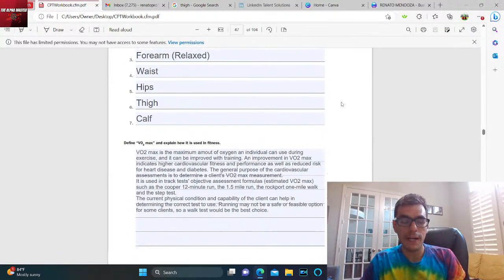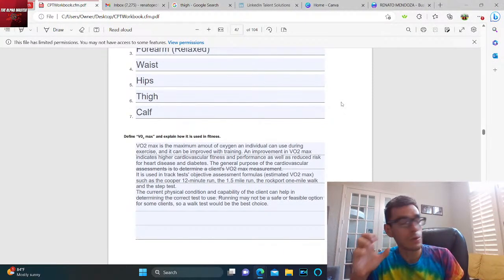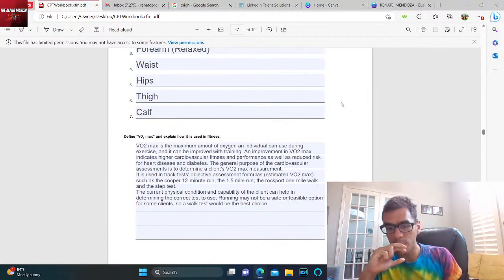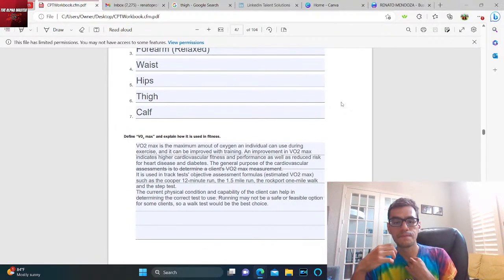Now, define VO2 max and explain how it is used in fitness. VO2 max is the maximum amount of oxygen an individual can use during exercise, and it can be improved with training. An improvement in VO2 max indicates higher cardiovascular fitness and performance, as well as a reduced risk for heart disease and diabetes.